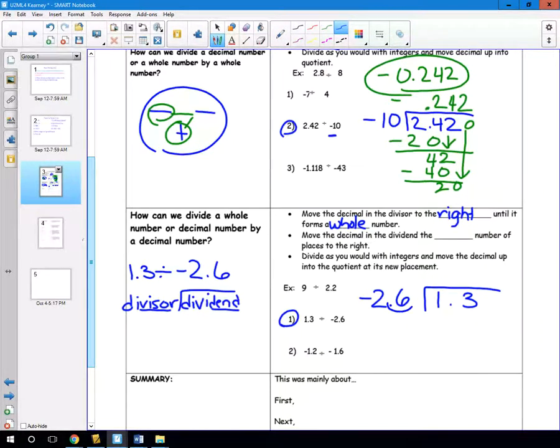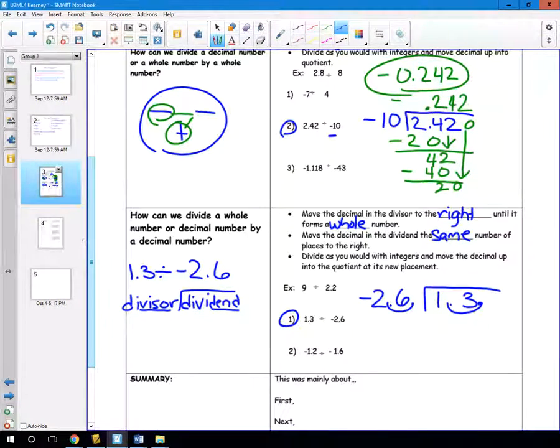So we move it 1 to the right. So now we have 26, negative 26. Move the decimal in the dividend the same number of places to the right. So now you have to move the number in the dividend the same places to the right. Okay?